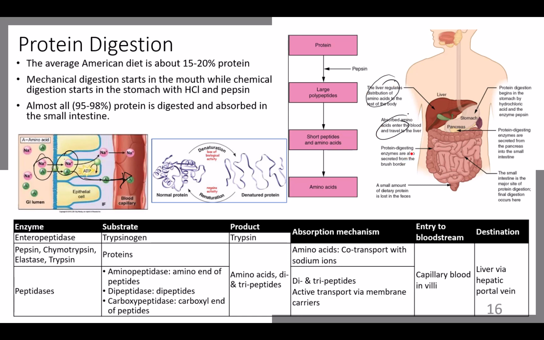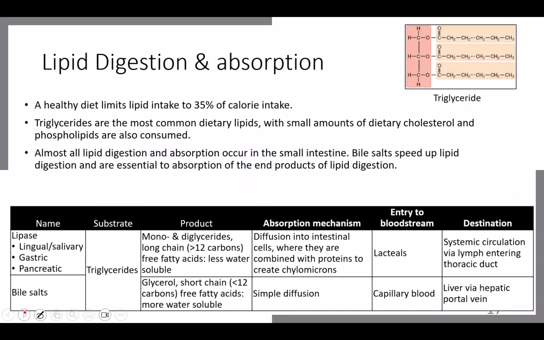The thing with some of these protein digesting enzymes is that they are produced in the brush border, in the microvilli of the small intestine. So the protein enzymes aren't just produced by the stomach and the pancreas, but also by the microvilli of the small intestine.